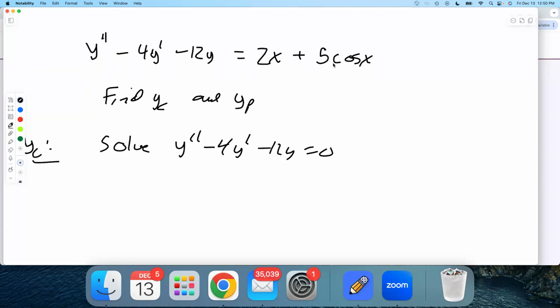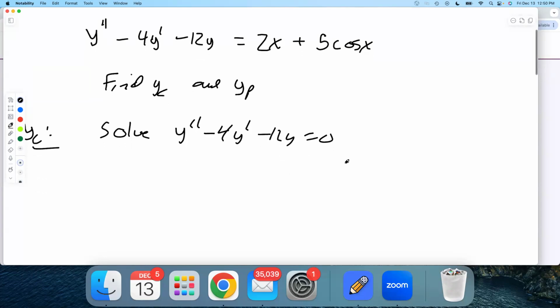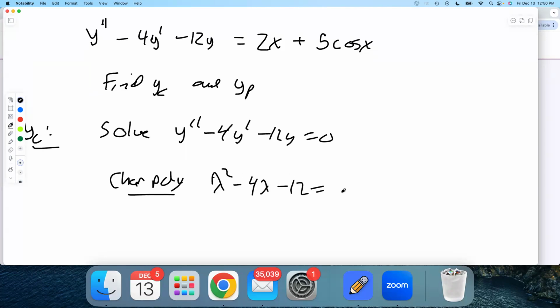So we ignore all the stuff over here. We just set it equal to 0. And I'm just going to jump straight to the characteristic polynomial: lambda squared minus 4 lambda minus 12 equals 0. Remember, the powers match the order of each derivative. You should be able to factor that in your sleep. And you get two solutions, 6 and -2.